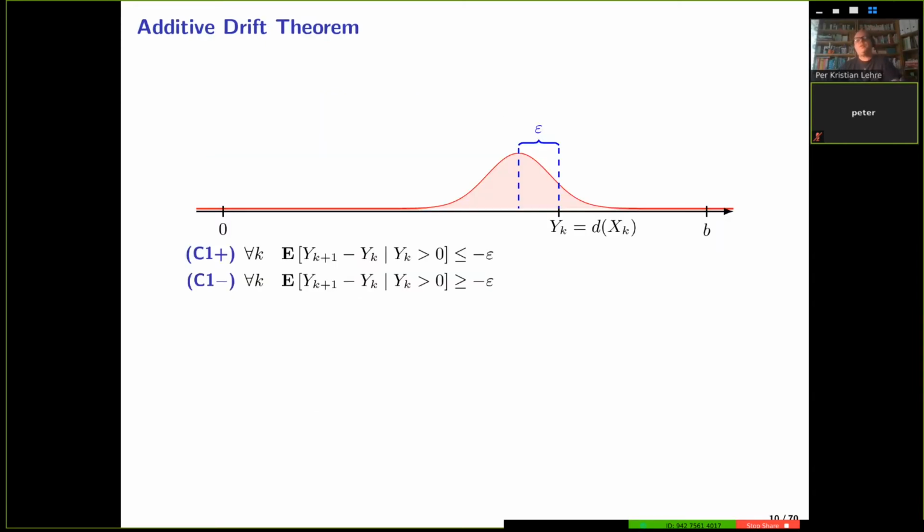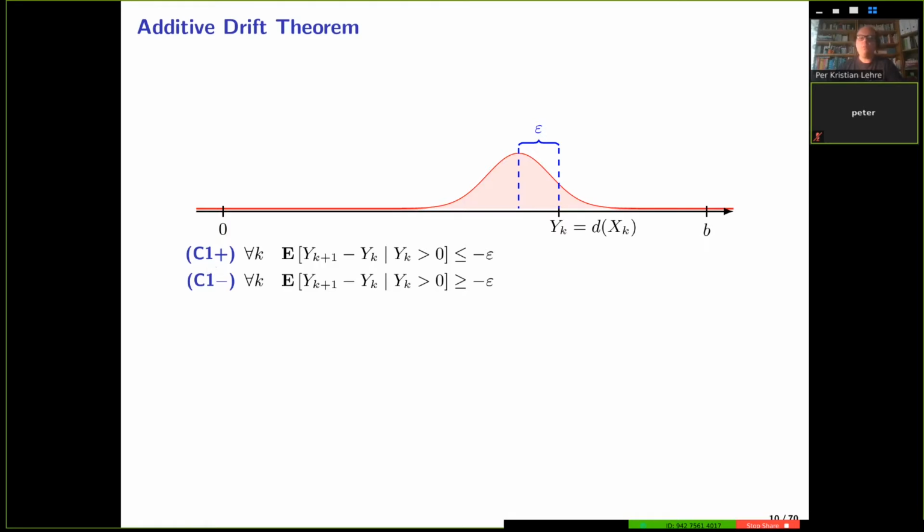Okay, so the simplest and the most fundamental drift theorem we have is the following. So assuming now that we are at some distance k, so dx of k, let's call this yk. So if for any step the expectation of the drift is less than something like minus epsilon, then we say that drift condition C1 is satisfied.